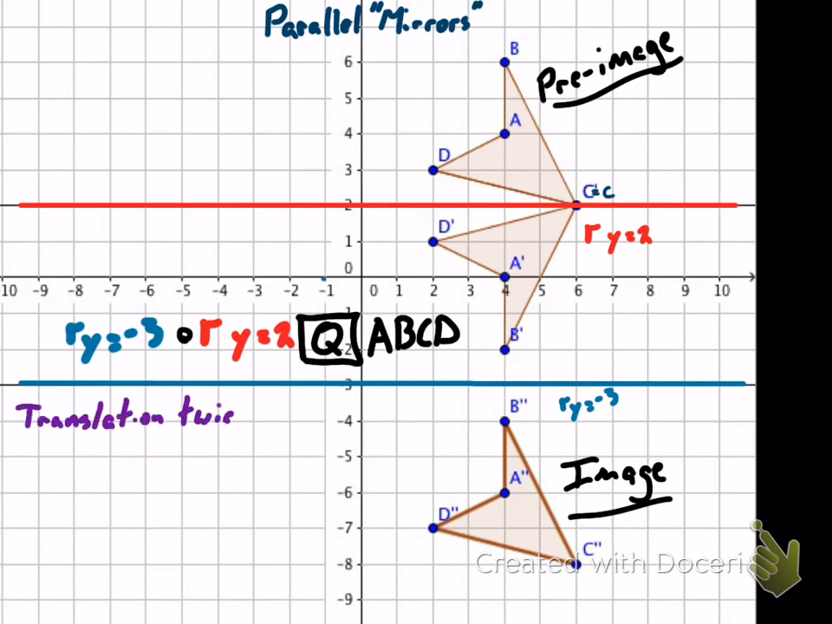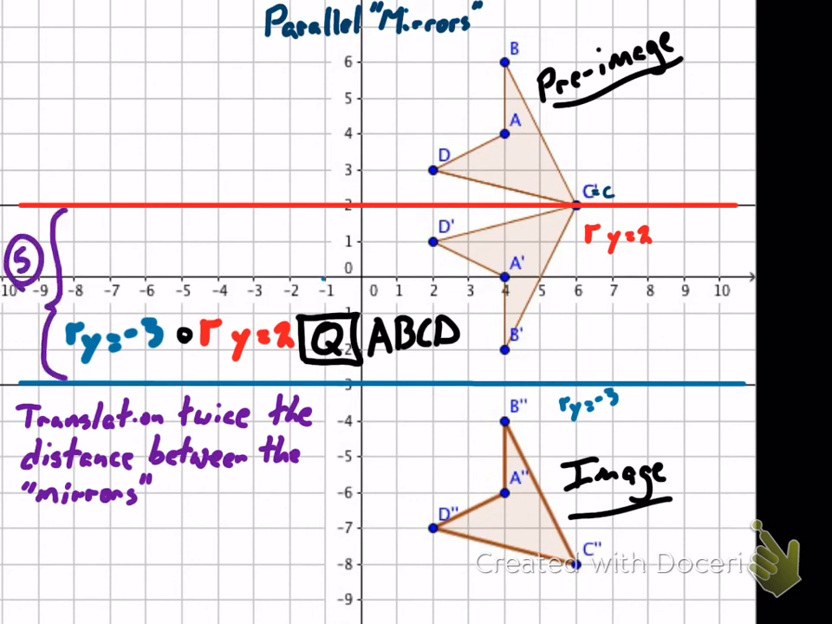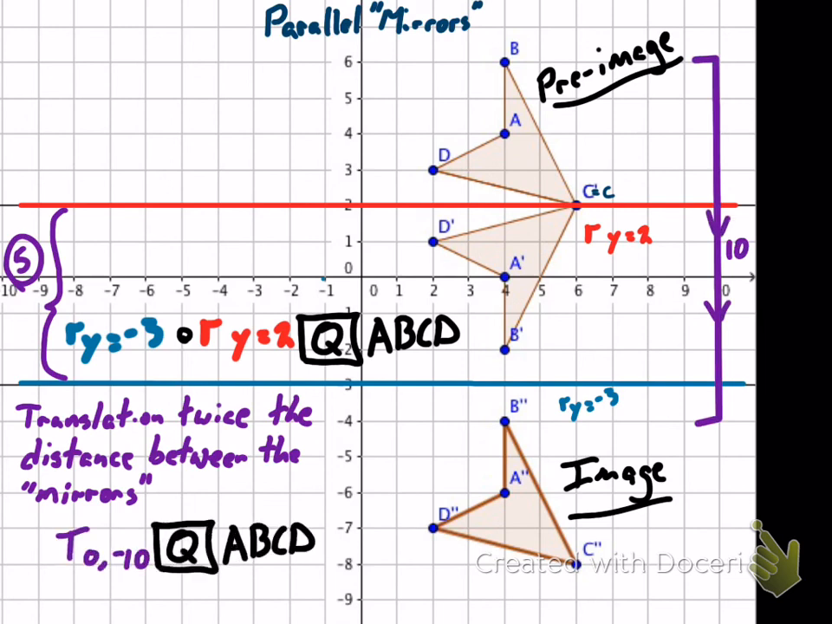And what is that? Well, it's just a slide down, right? It's a translation, and it's a translation twice the distance between the two mirrors, or between the two lines of reflection. So what is that distance? If we count the boxes, 1, 2, 3, 4, 5. Let's take a look at that distance from D to D double prime. 1, 2, 3, 4, 5, 6, 7, 8, 9, 10. So yes, that distance is 10, and it's going in the down direction. So here's our notation. It's a translation, 0 in the x direction, and then -10 in the y direction. So this would be our notation for the translation.